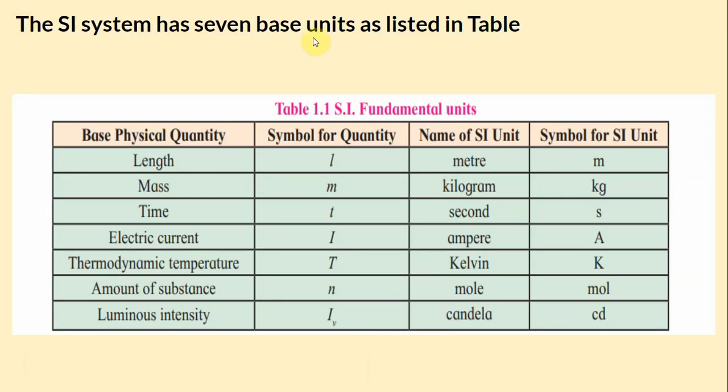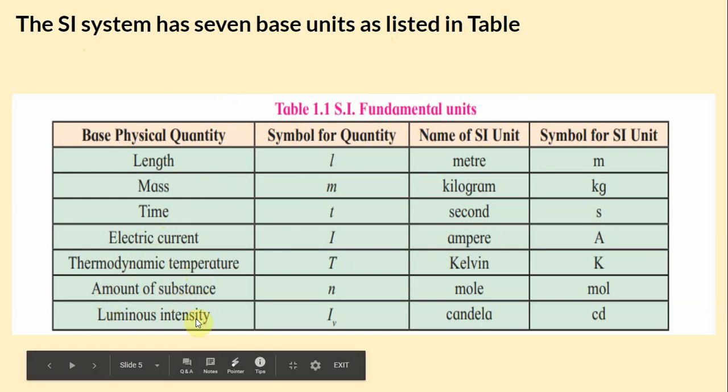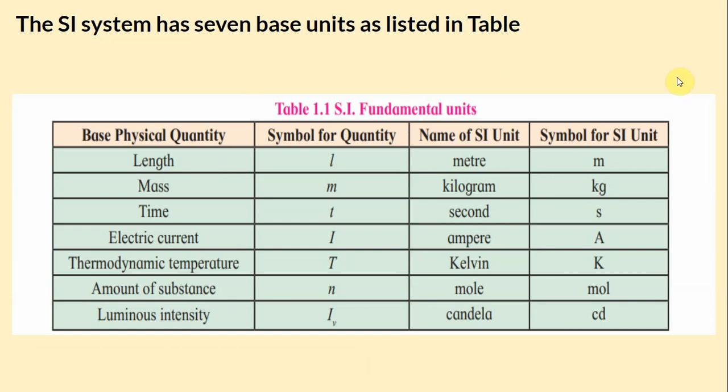The SI system has 7 base units as listed in the table. This is the table of fundamental units. The SI system has two types of units: fundamental units and derived units. Fundamental units do not depend on any other quantity, like length, mass, time, electric current, thermodynamic temperature, amount of substance, and luminous intensity. Derived units are dependent on fundamental units, like acceleration and velocity.